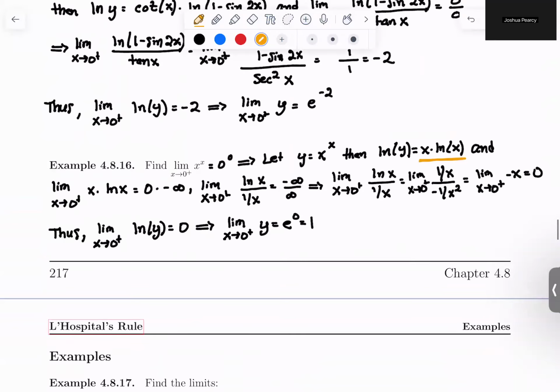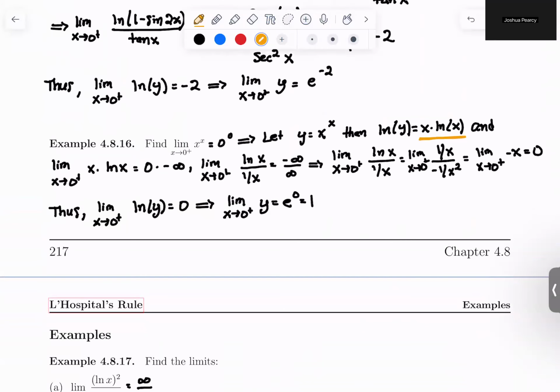And what I want to do now is see that this is a type 0 times infinity. So I need to rewrite this in some way. So again, what we did was we wrote x as 1 over x in the denominator. Then we notice that as I limit x to 0 from the right-hand side, this goes to minus infinity over infinity. So we can apply L'Hopital's rule.